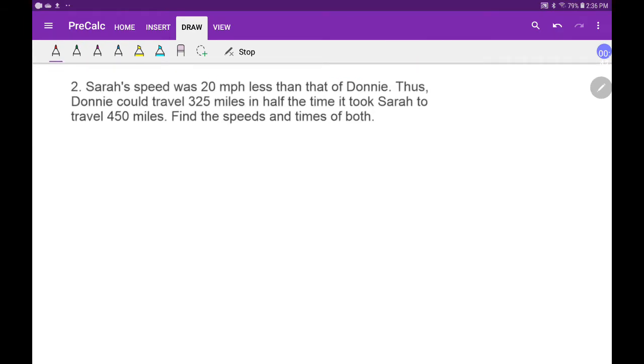Sarah's speed was 20 miles per hour less than Donnie's. So let's see, the rate of Sarah is equal to the rate of Donnie minus 20. Okay, that makes sense, right? Sarah's speed was 20 miles per hour less than Donnie's. Thus, Donnie could travel 325 miles. So the distance of Donnie is 325 in half the time it took Sarah to travel 450 miles.